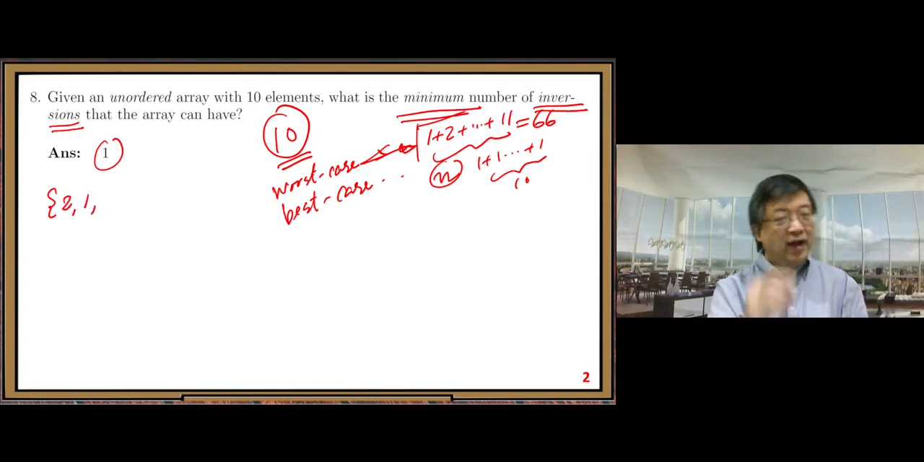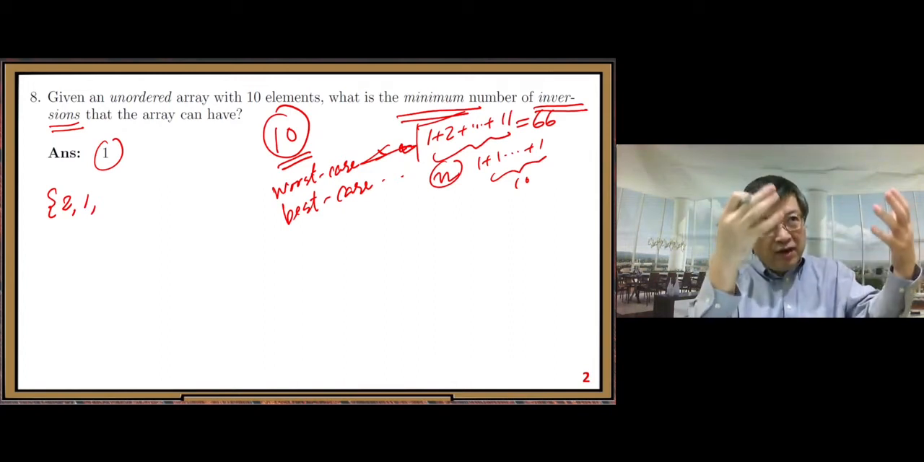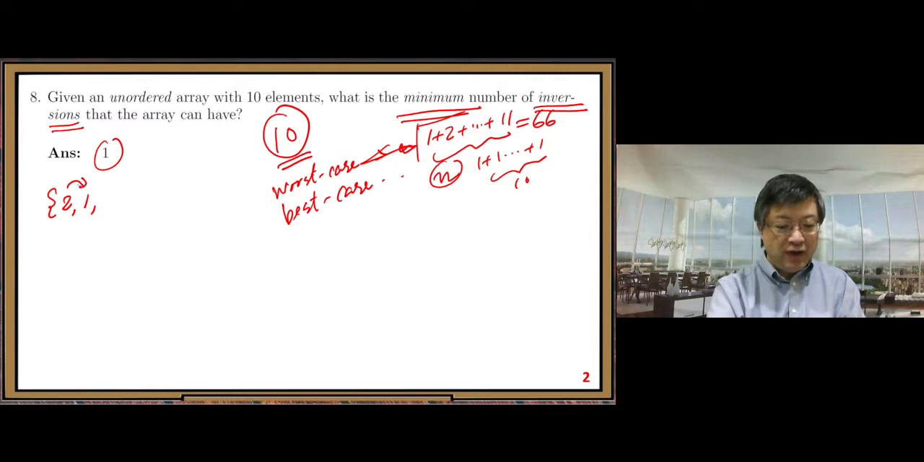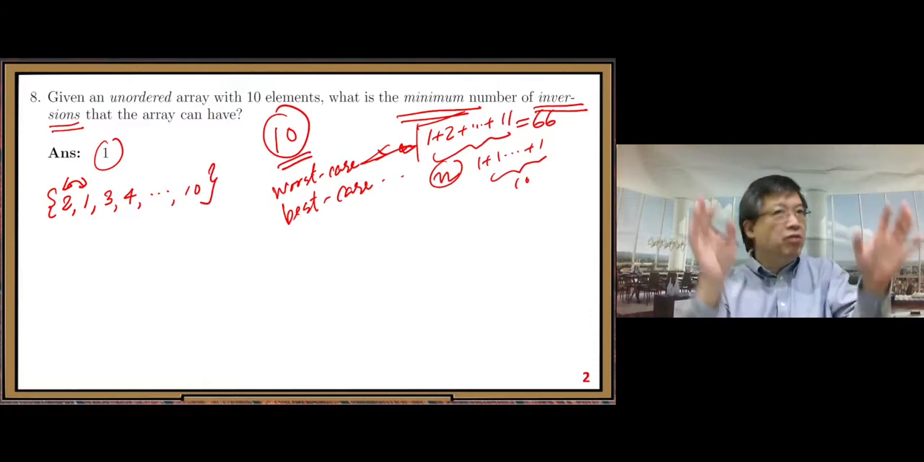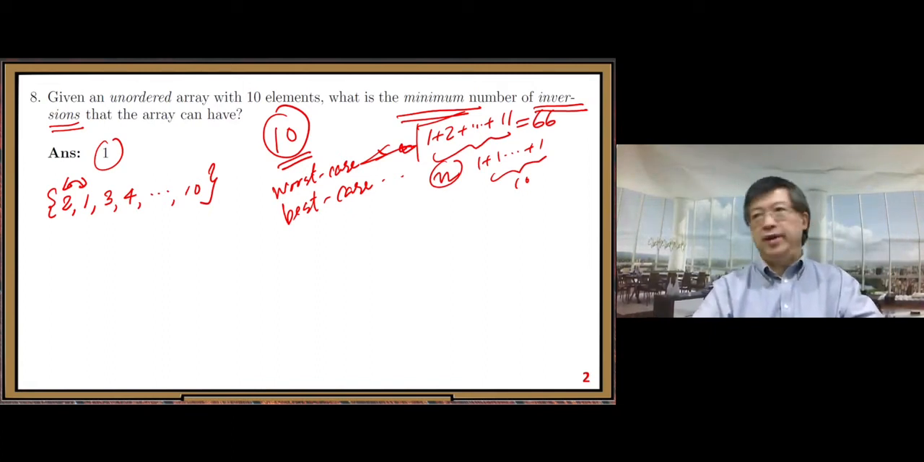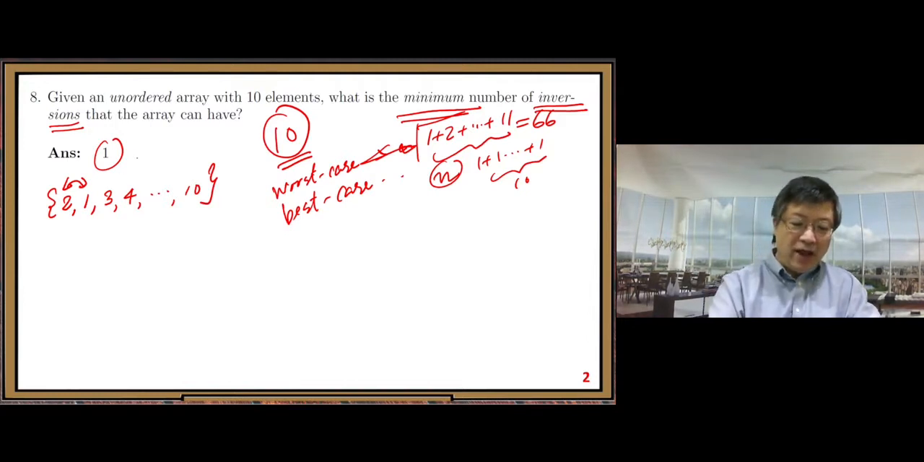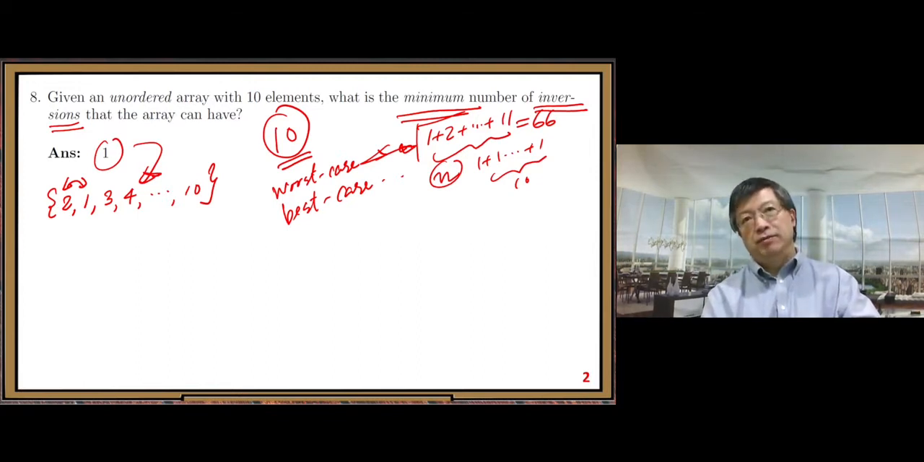So here, if you ask me to list that special case, I can list this way: 2, 1. Only the first 2 elements I switch the order, so I can make it inverse. So here you see 1 inverse, right? After that, I will use the natural order all the way through 10. After that, you won't find any other inverse. There is no second inverse anywhere in this array. So then your answer is 1. That's simple.